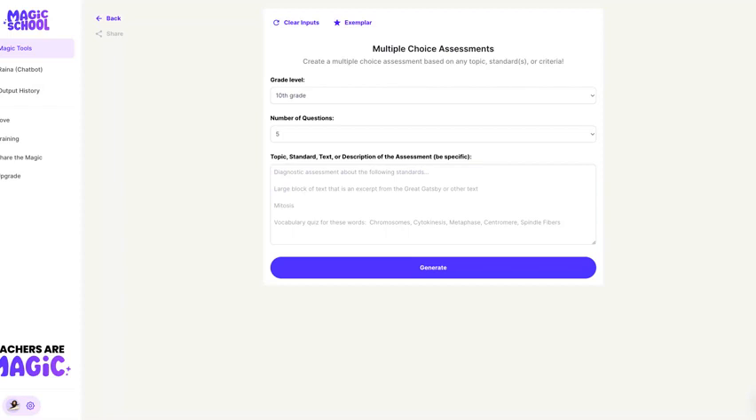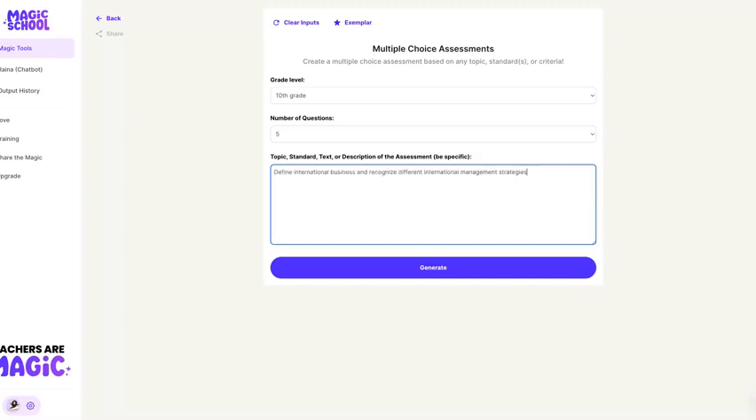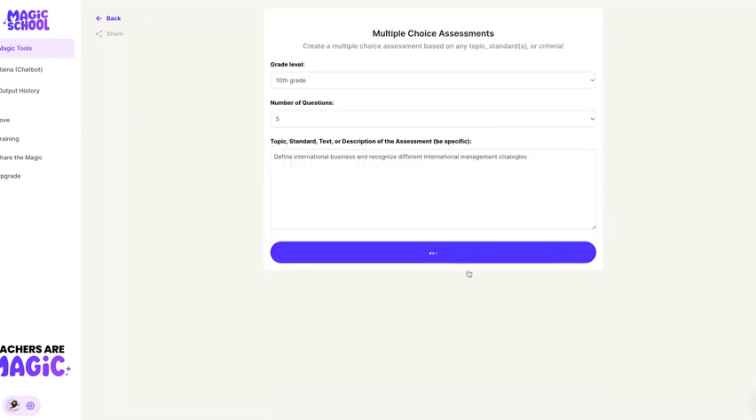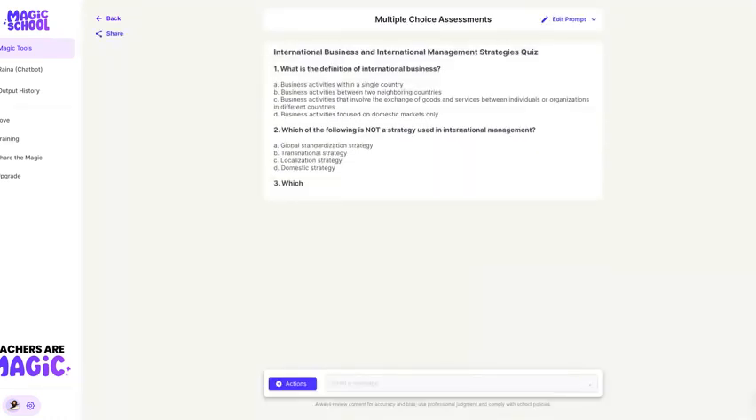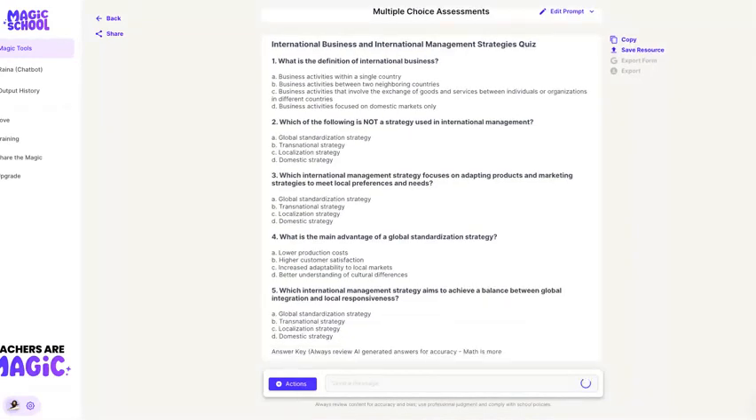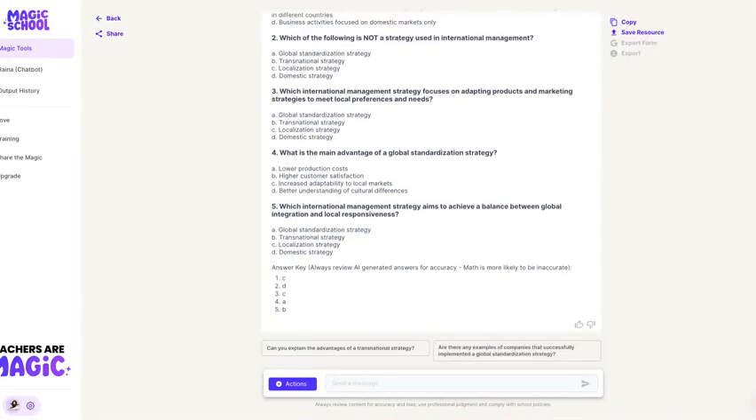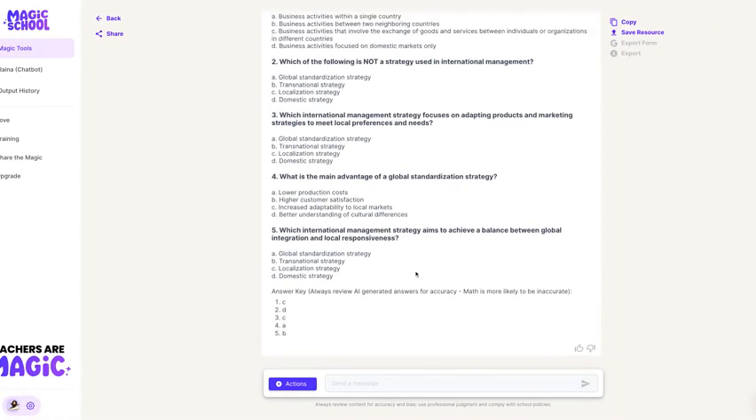In this example, I'm going to grab part of one of our Principles of Business Management learning targets: define international business, and recognize different international management strategies. I'm going to go ahead and click Generate. And then it's going to create my 5 questions for me, and it is going to provide me with an answer key. You'll notice it says always review AI-generated answers for accuracy.